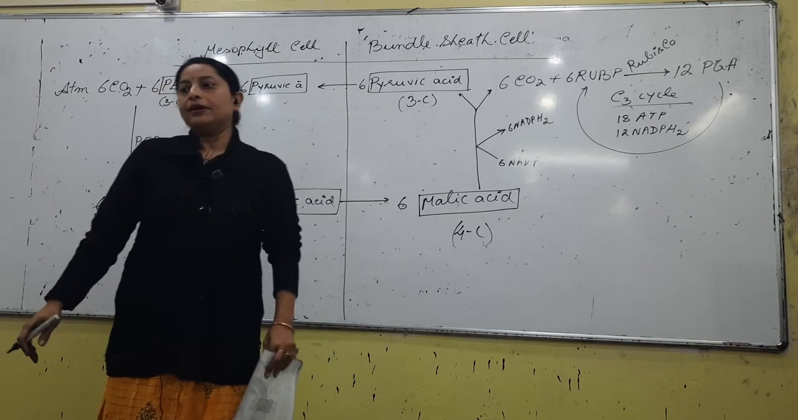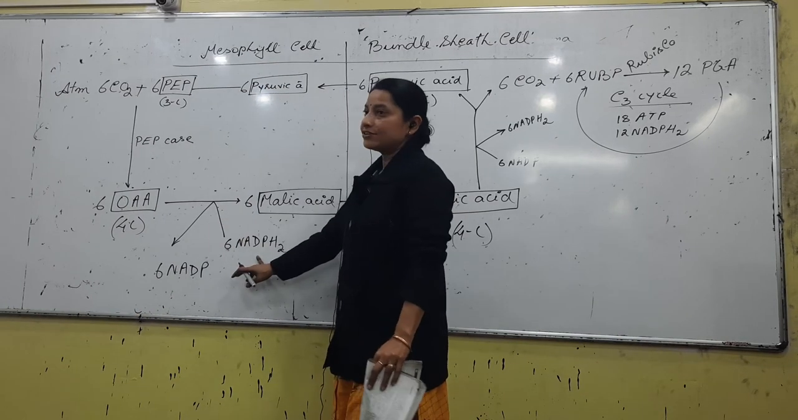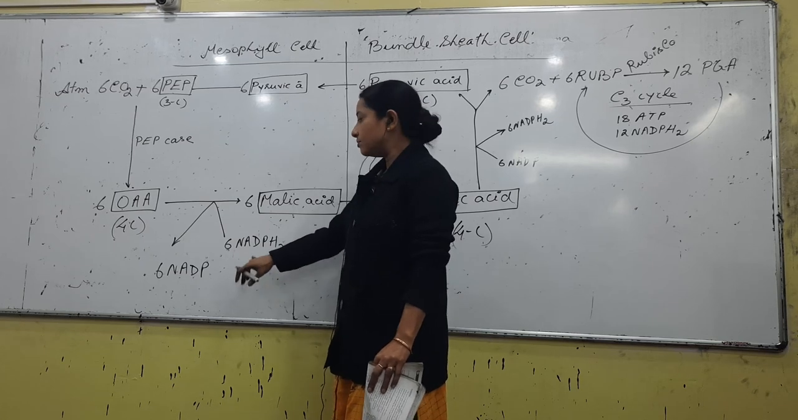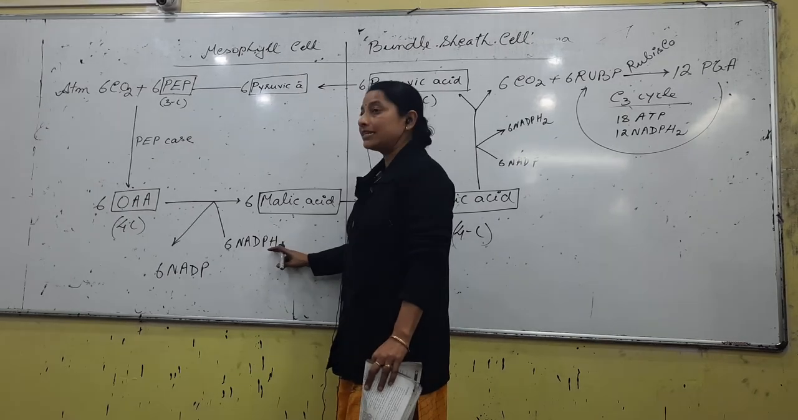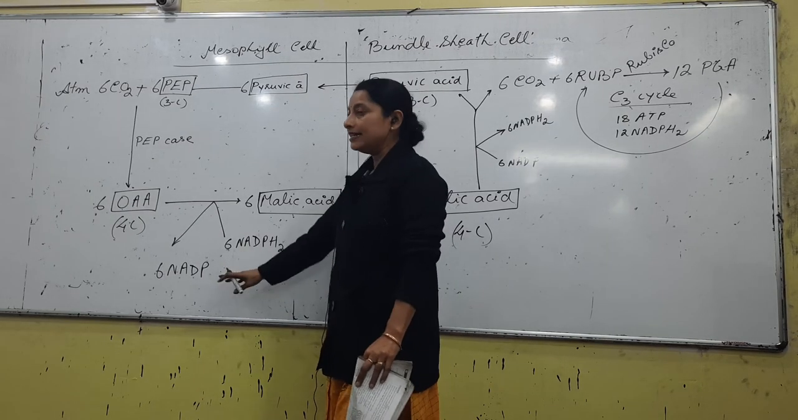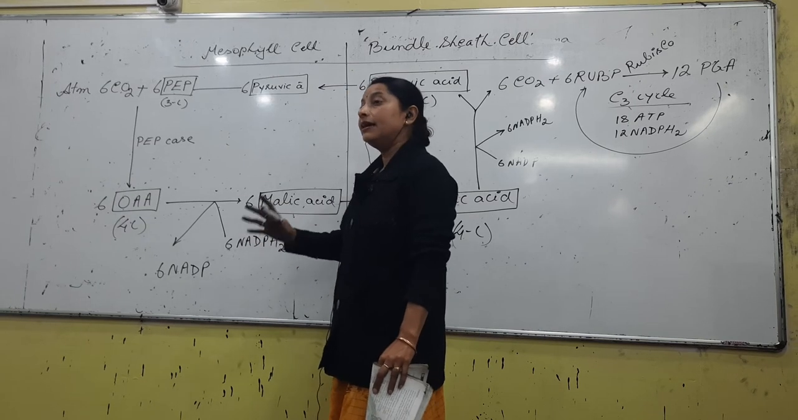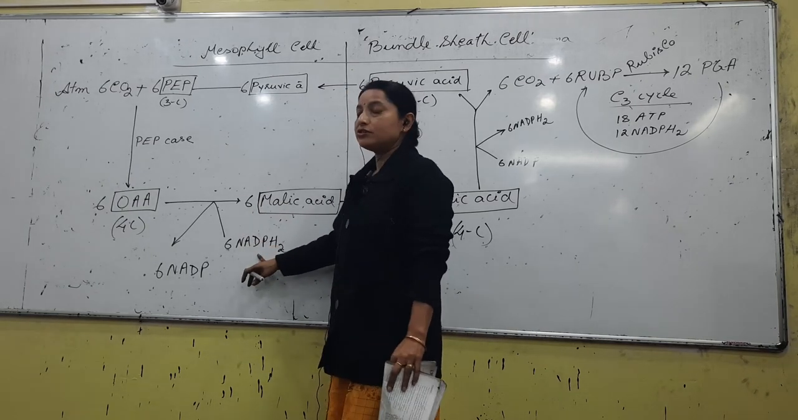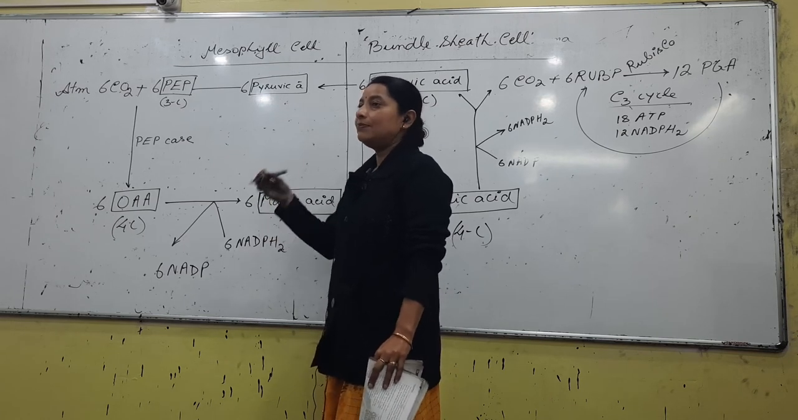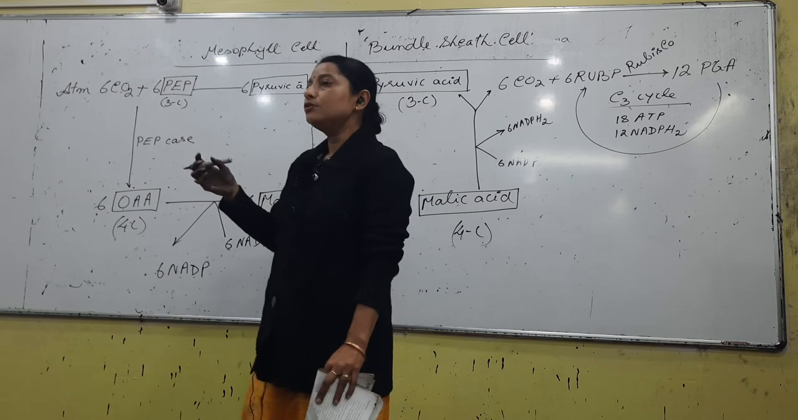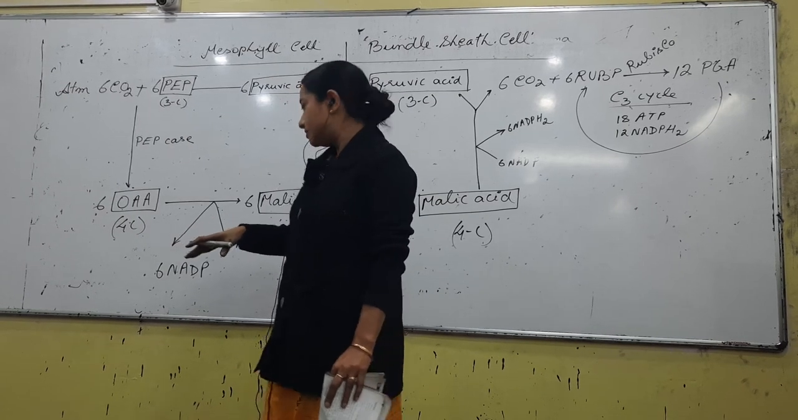NADPH2 means, what is this reaction showing? The A2 step uses the light reaction product NADPH2, consumed. It's taking this path, right? So NADP will remain after H2 is used, so what will remain inside the cell? NADP. Because if you remember, NADP accepted the electron, then accepted the proton, then NADPH2 formed. So we are talking about this part.